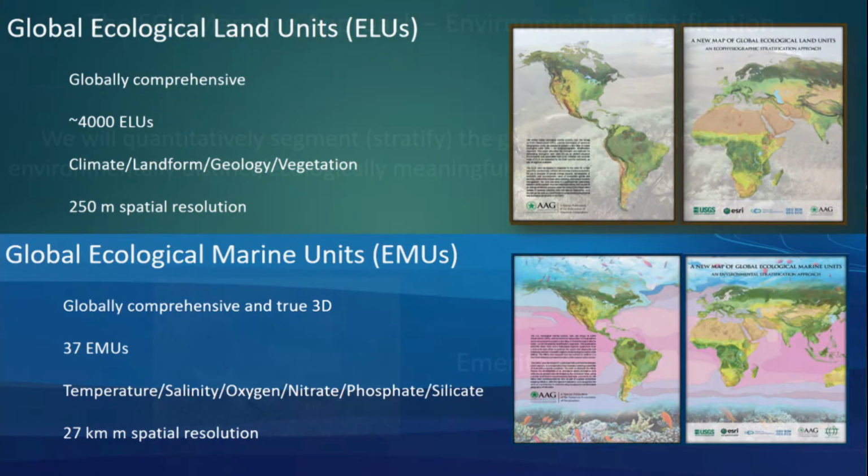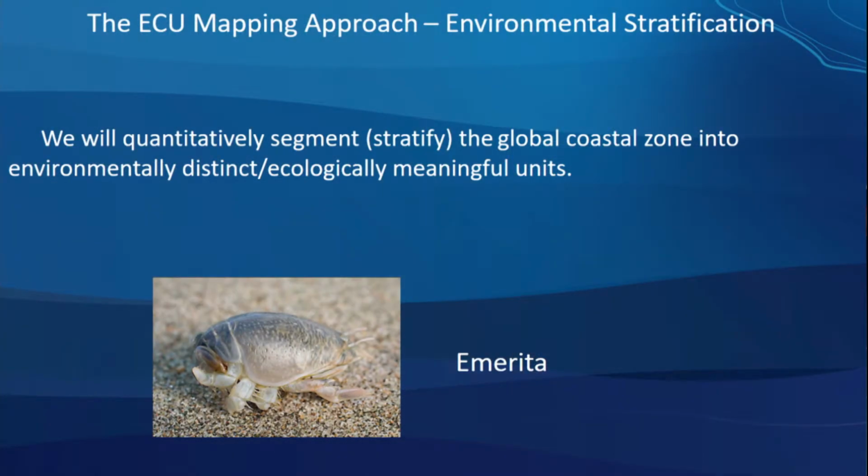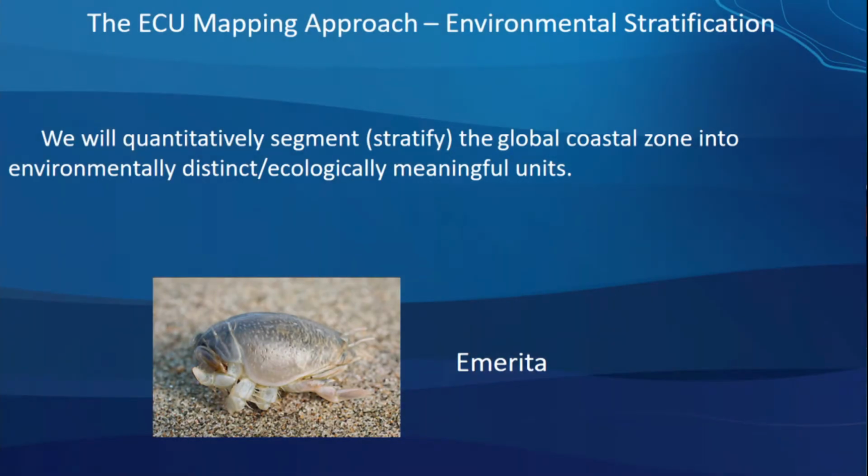So tremendous work there. Then looking forward into the charge now, the ELUs arrive at the coast and the EMUs arrive at the coast, but neither of them treat the coast sufficiently because it's such an important area, the true land-water interface. Humans are everywhere. Everything's going on there. So we have launched an effort to map standardized global ecological coastal units, which means we are going to quantitatively segment the coastal zone into environmentally distinct, ecologically meaningful areas.